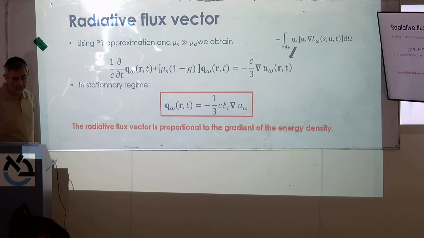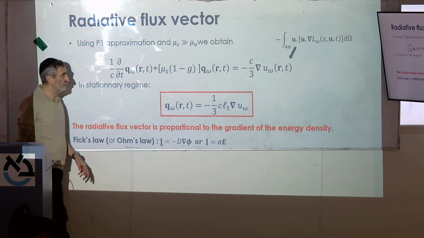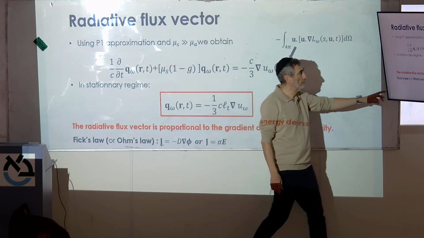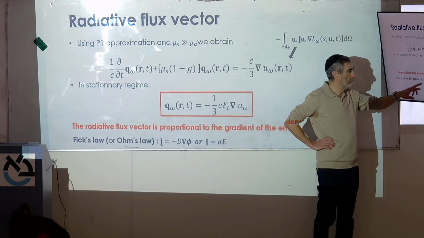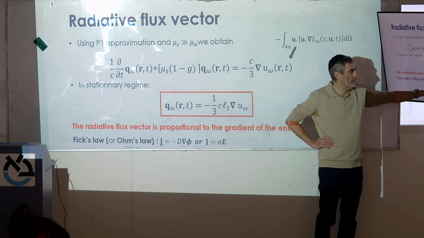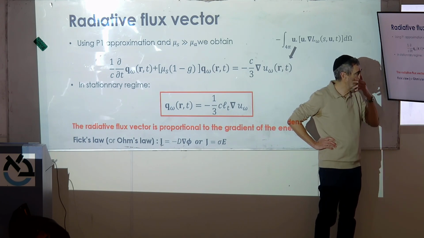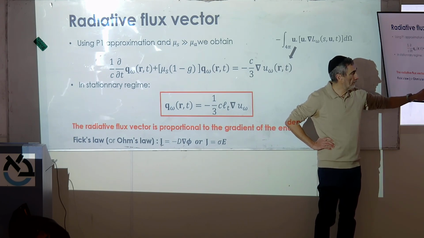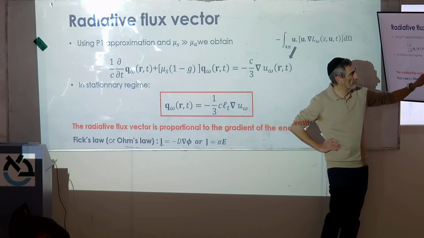So in other words, the radiative flux vector is proportional to the gradient of the energy density. And this reminds us of a well-known law, which is called Fick's law, which is related actually to Ohm's law. Are you familiar with Fick's law? No? Never heard of that? So Fick's law actually is not more than Ohm's law, which tells you that the current G is proportional to the field. So G is sigma E.